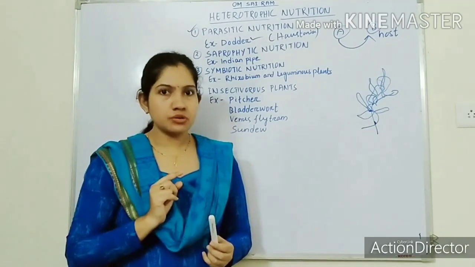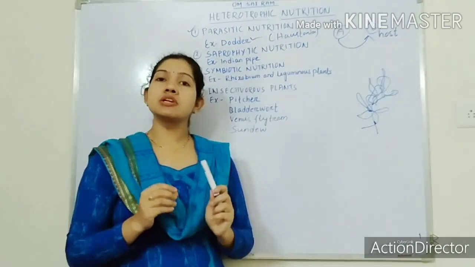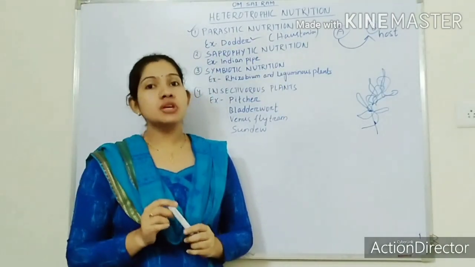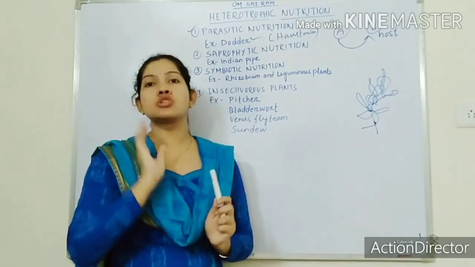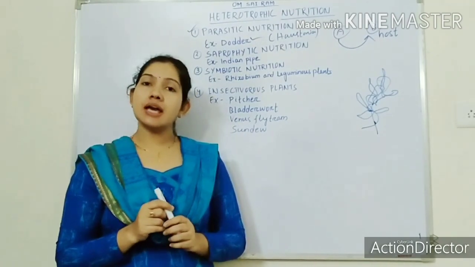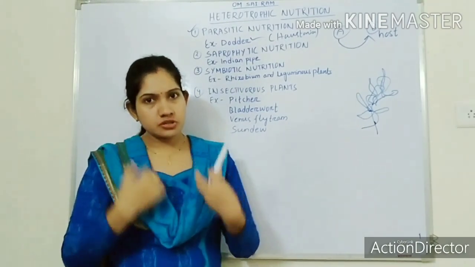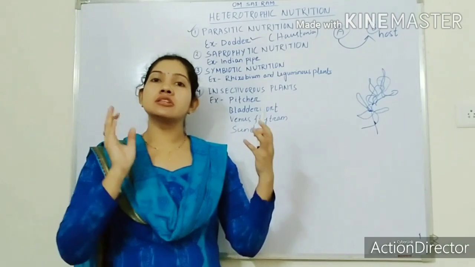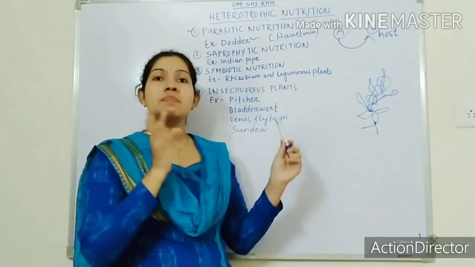That is not a sucking root, but the dodder plant will produce a sucking root which will suck the nutrients from the host plant. Okay, that's why they are known as parasitic plants, and gradually, by sucking the nutrients of the host plant, they will make the host plant die. Okay, that is the work of the parasitic plant.